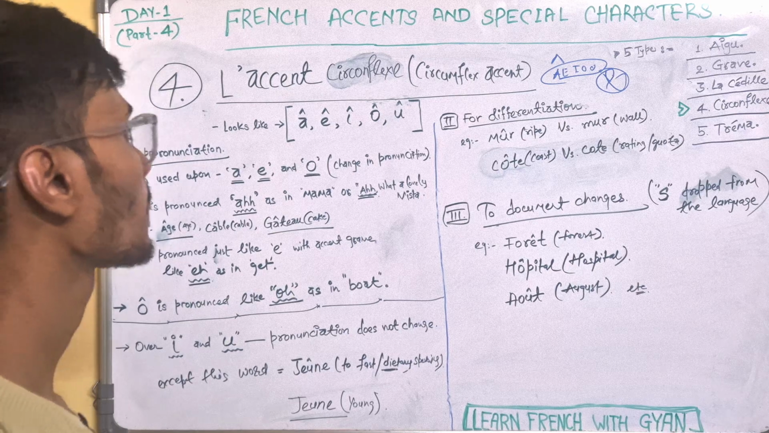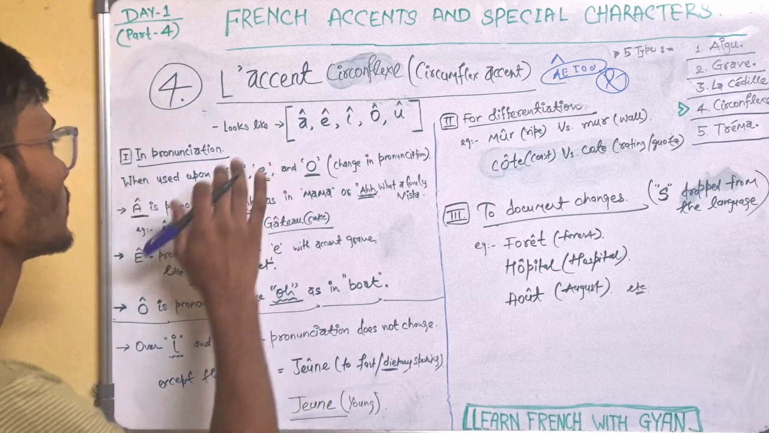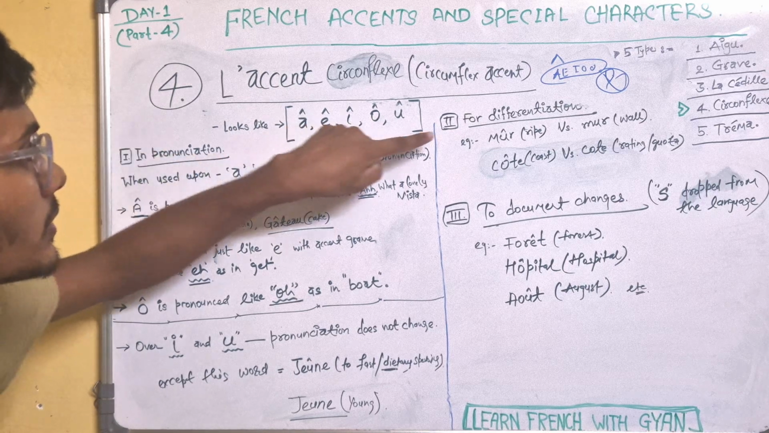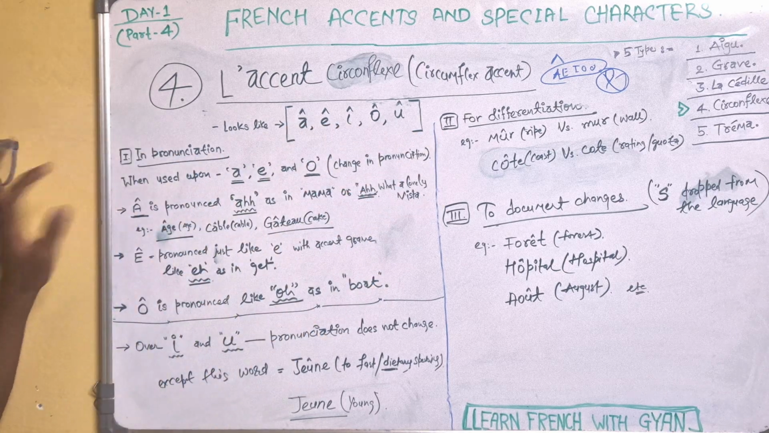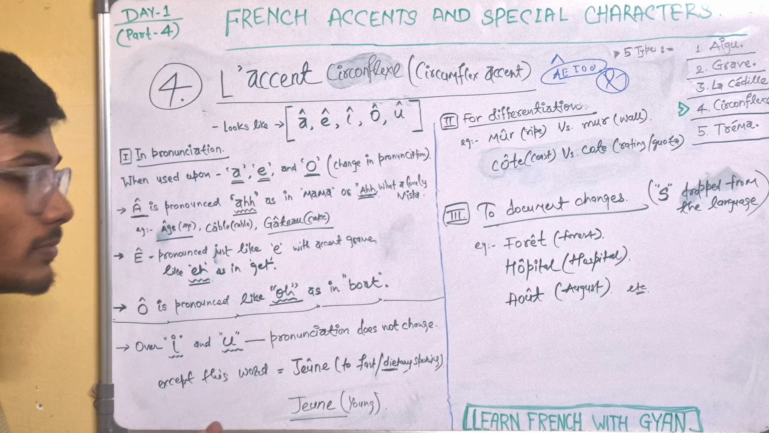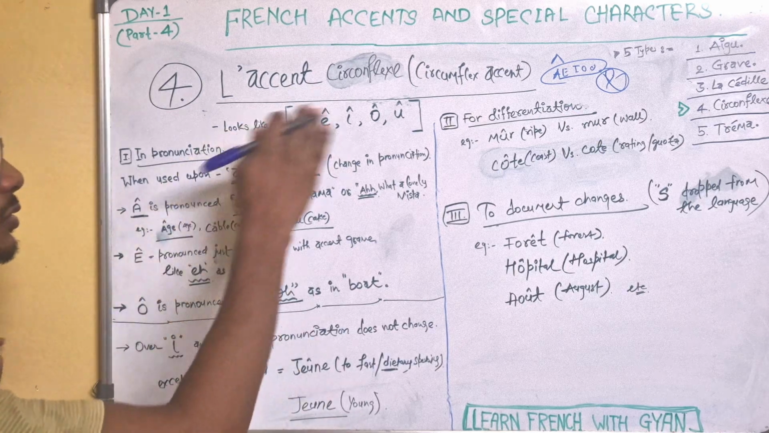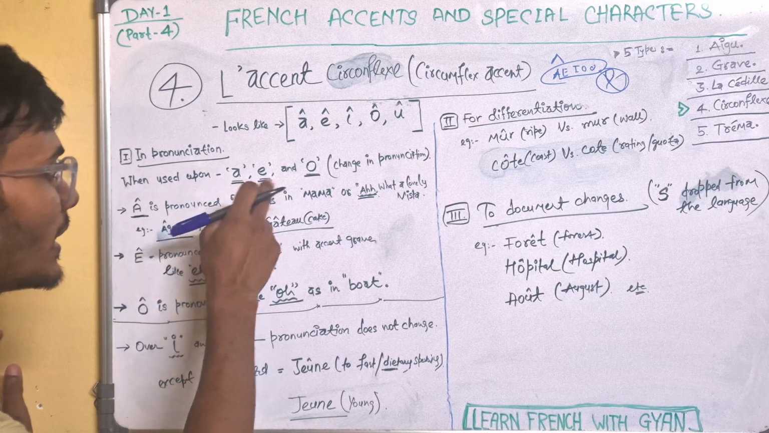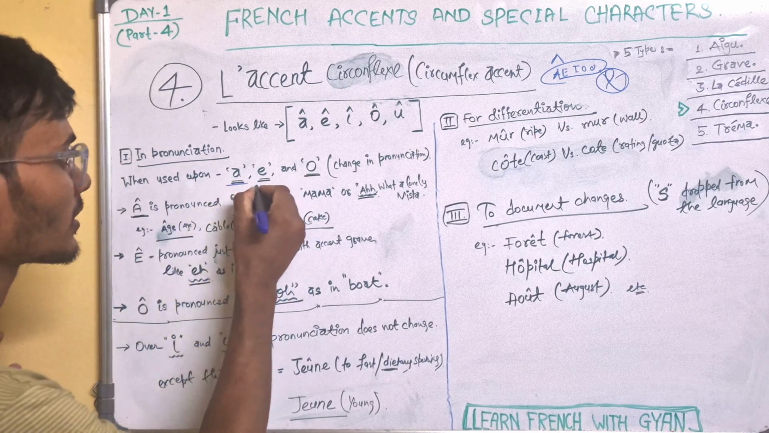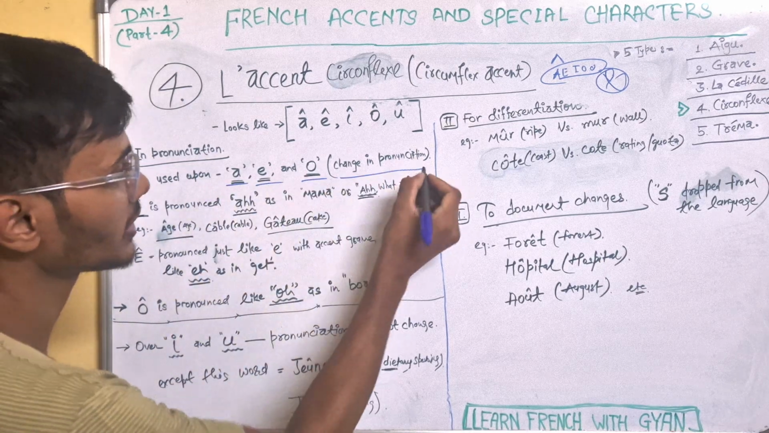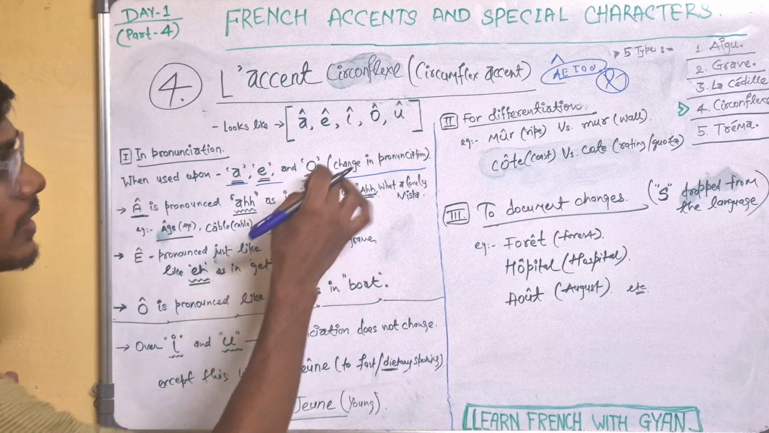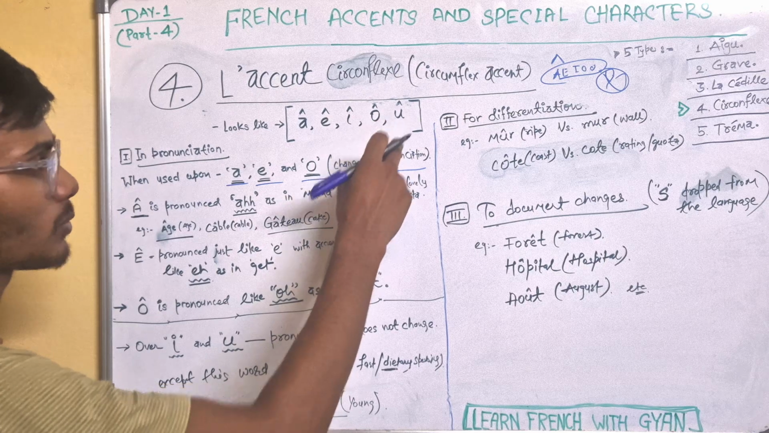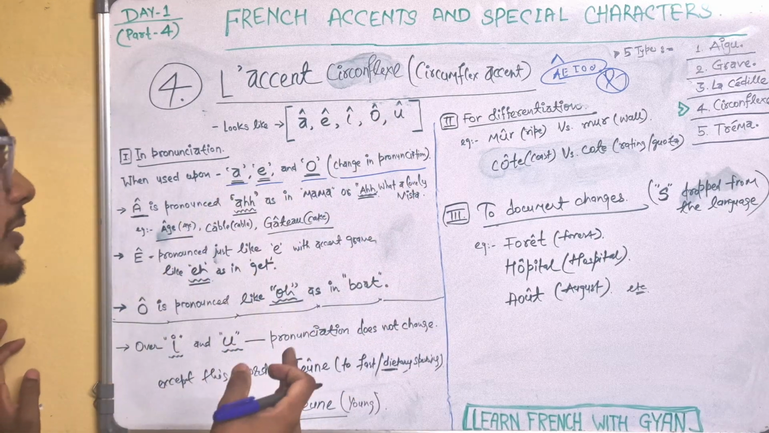So let's learn the pronunciation part mainly. I have taken three parts of it: first, second, and third. In the first part, I'm going to let you know how this accent circumflex impacts the pronunciation. When used upon A, E, and O, it does change the pronunciation. If you are using it on I, or let's take the example of U, the pronunciation is not going to change.